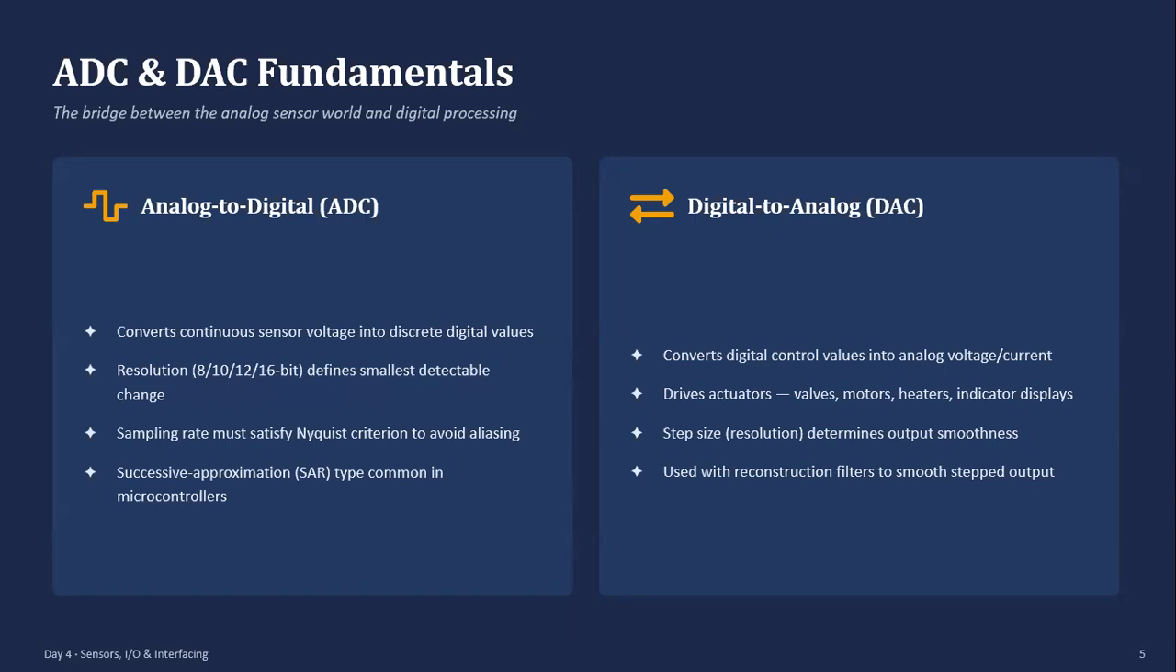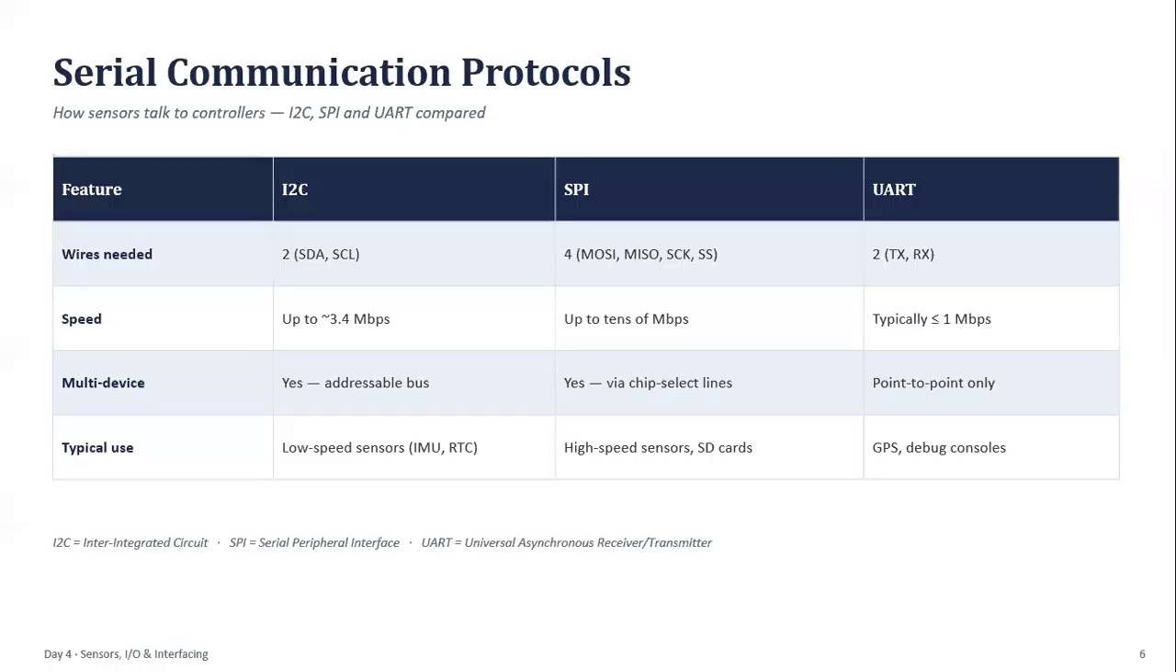In addition, the digital to analog converter converts digital commands into analog outputs for actuators such as motors, valves, and heaters. Together, ADC and DAC bridge the gap between the physical and digital worlds. So we have just discussed the major comparison between ADC and DAC.